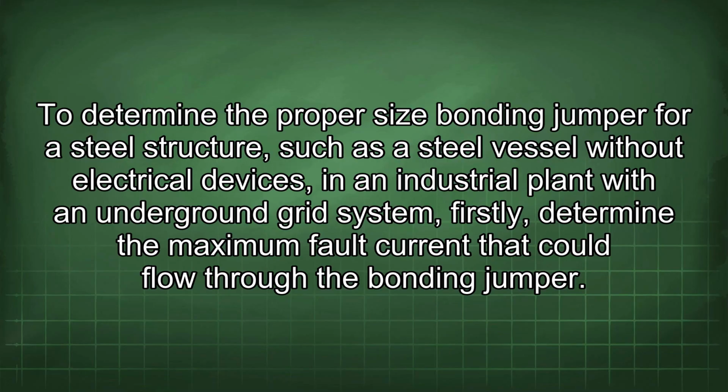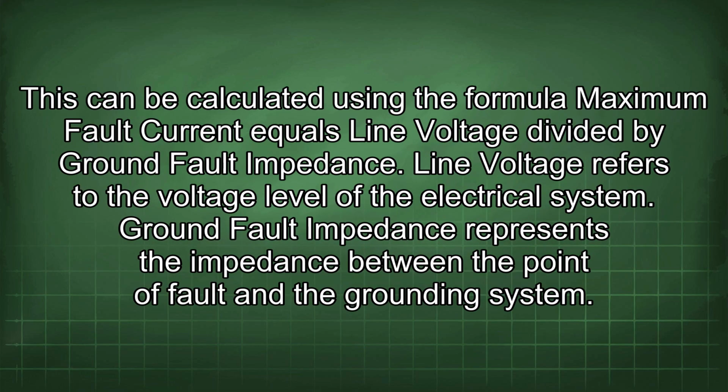Determine the proper size bonding jumper for a steel structure, such as a steel vessel without electrical devices, in an industrial plant with an underground grid system. Firstly, determine the maximum fault current that could flow through the bonding jumper. This can be calculated using the formula: maximum fault current equals line voltage divided by ground fault impedance.